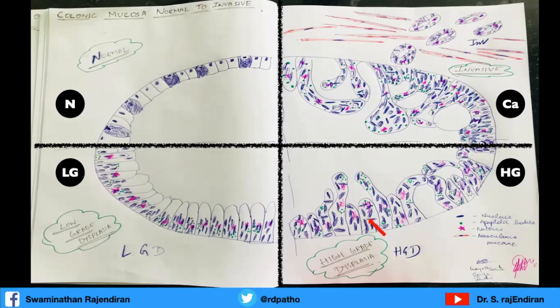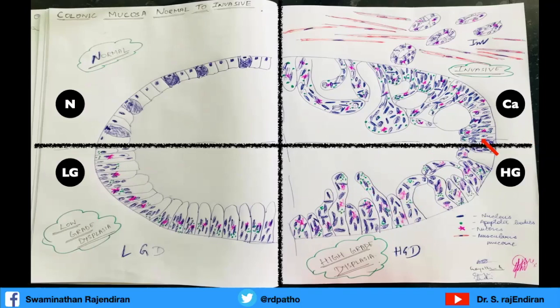Look at this nucleus, it's running in this direction. Look at this nucleus, running in this direction. Look at this nucleus, running in this direction. So these three nuclei are in three different directions. So it is loss of polarity, and you see a lot of apoptotic bodies and a lot of mitosis. So this is a high grade dysplasia.